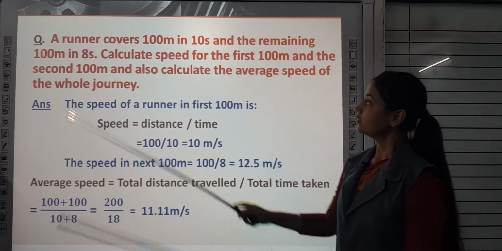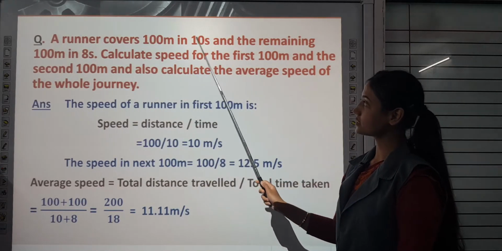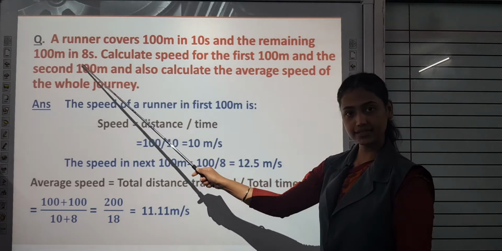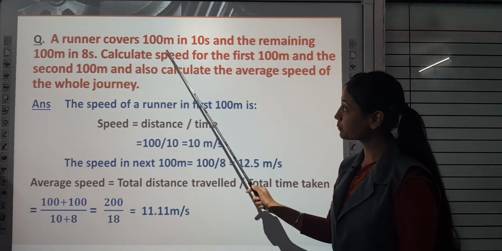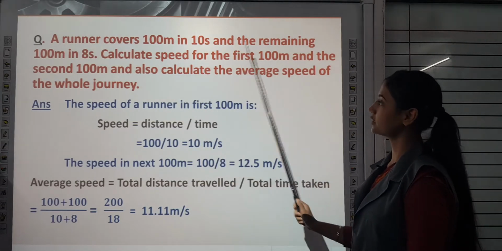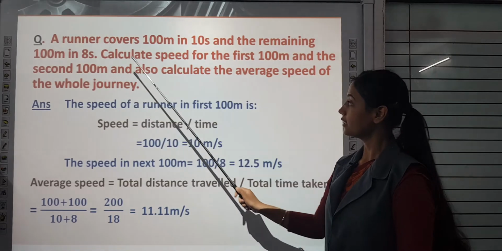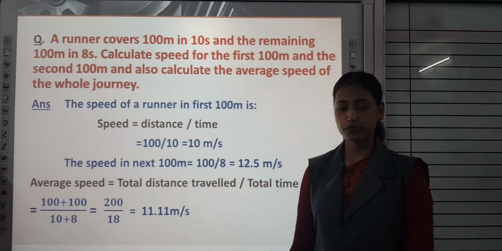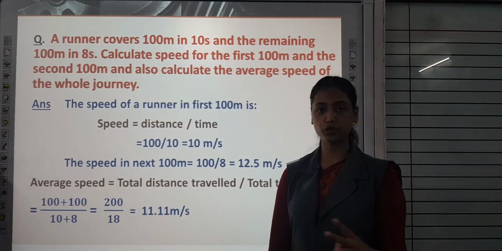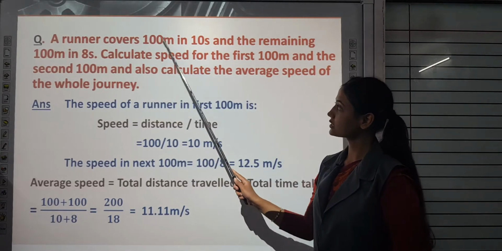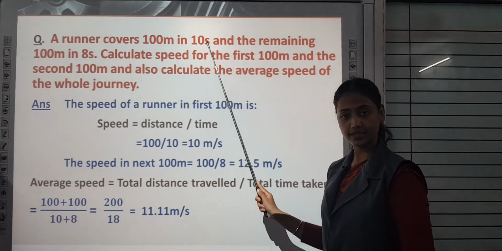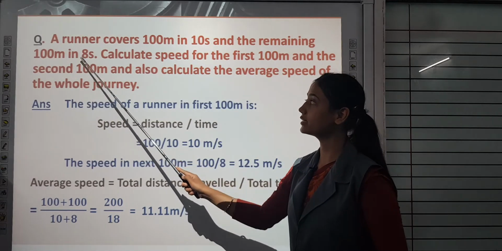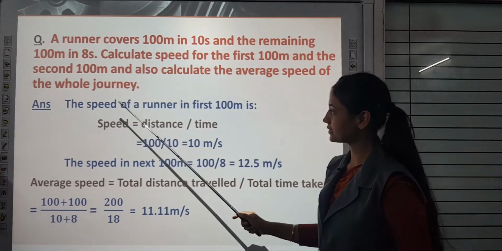Take an example: a runner covers 100 meter in 10 seconds and the remaining 100 meter in 8 seconds. You have to calculate the speed for the first 100 meter and the second 100 meter, and also calculate the average speed of the whole journey. We have divided his whole journey into two parts. Initially he was covering 100 meter in 10 seconds and then he increases his speed and he covered 100 meter in only 8 seconds. Let's see.